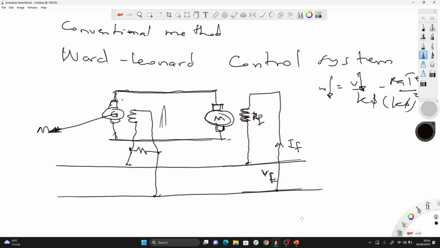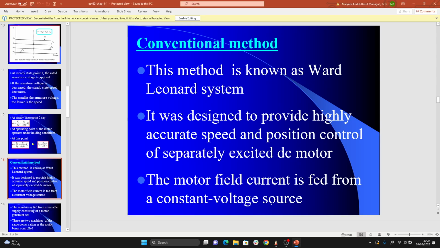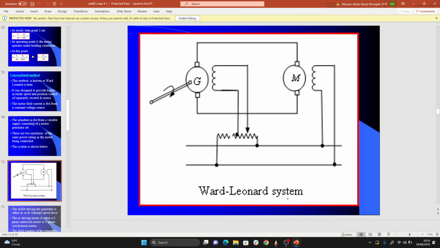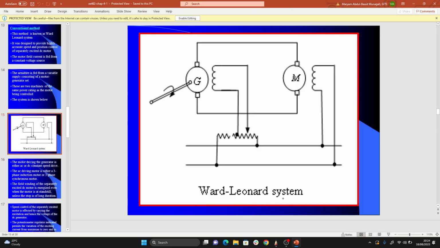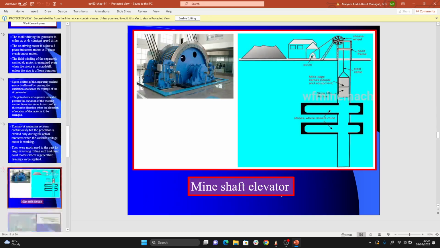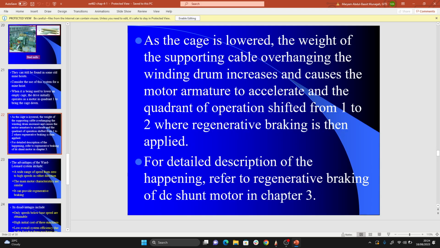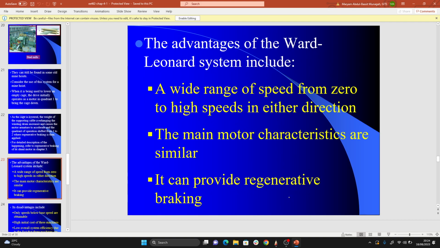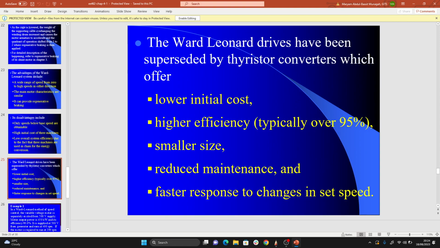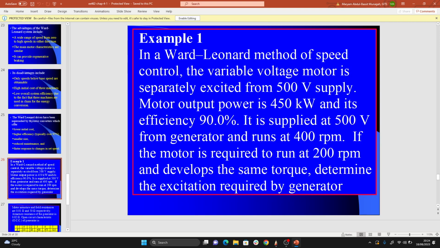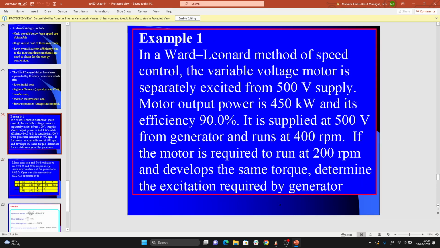So let's look at the Ward-Leonard system question in the slides. You see, I'm just touching the salient points. I've described the system here. Then the description is all here, so you read all through the slides. It can be used to achieve regenerative braking. So you read all the advantages and disadvantages, just take your time and read. So this is the main point. This is what we want. Okay.